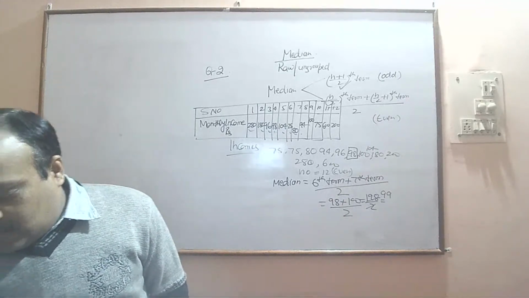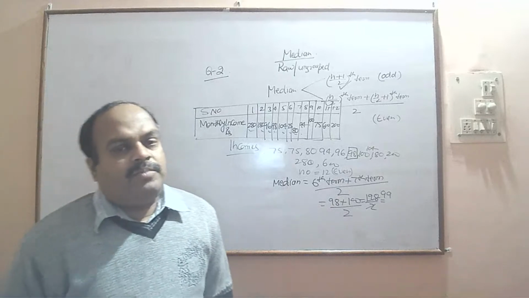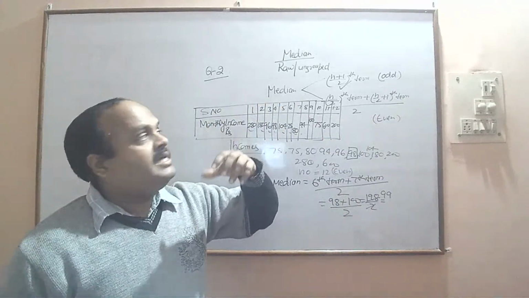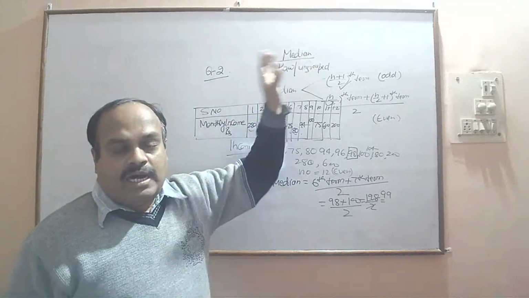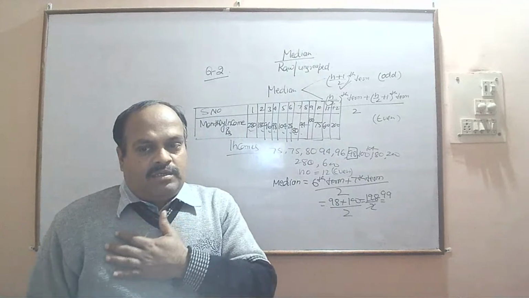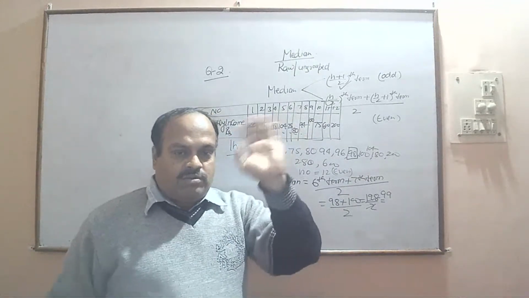Okay. So I hope you have understood how to find the median when the data is raw. And if the data is ungrouped, I mean observations and frequencies are given, that type of question we will do tomorrow. So meet you tomorrow. Bye bye.